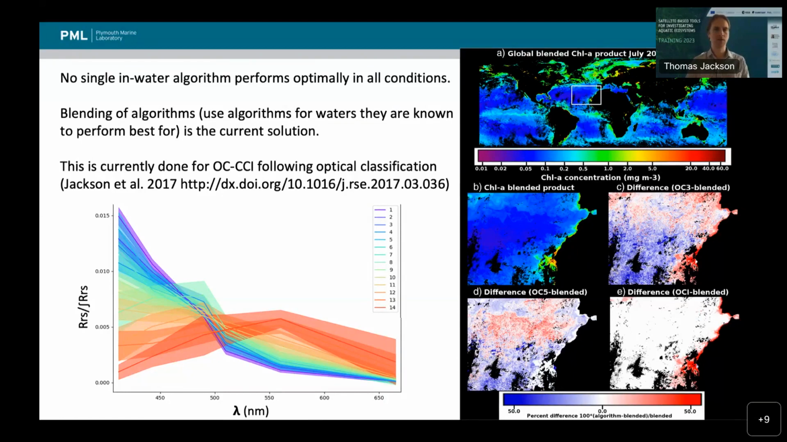And then if we zoom in on the box area, you see the four lower figures, and that's the blended product, and then basically the contributions from 3 different algorithms which are going into that blending. But the final product is smooth, and you can see that the OCI algorithm is mostly used offshore, whereas the OC3 and OC5 algorithms are mostly used, well, the OC5 is used closer to the shore in this example, and that's the final output product. So it's not just one algorithm, it's a blended approach.